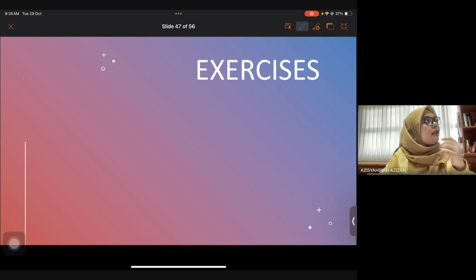I think we stop now, and we will continue with exercises. Tomorrow, inshallah, we have several exercises to look into.